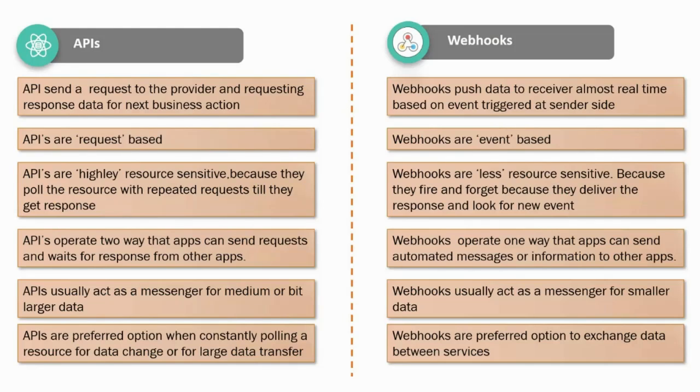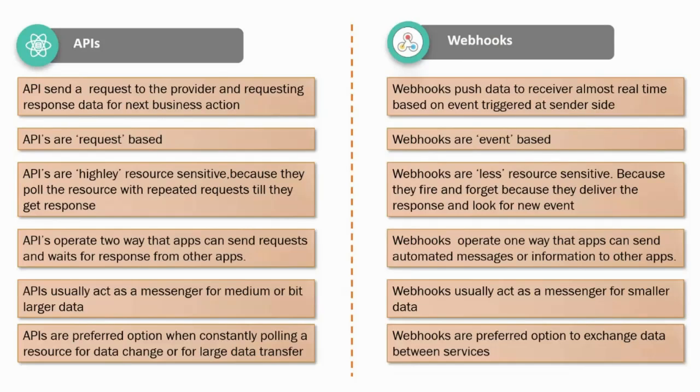The third difference is that APIs are highly resource sensitive because they poll the resource with repeated requests until they get the response. Sometimes a request will be queued for a longer period for getting the response from the resource. Sometimes the request may time out, whereas webhooks are less resource sensitive because they fire and forget; they deliver the response and look for a new event. The fourth difference is that APIs operate two-way, where apps can send a request and wait for a response from other apps, whereas webhooks operate one way, just passing the message payload to the destination based on event mapping in the source.